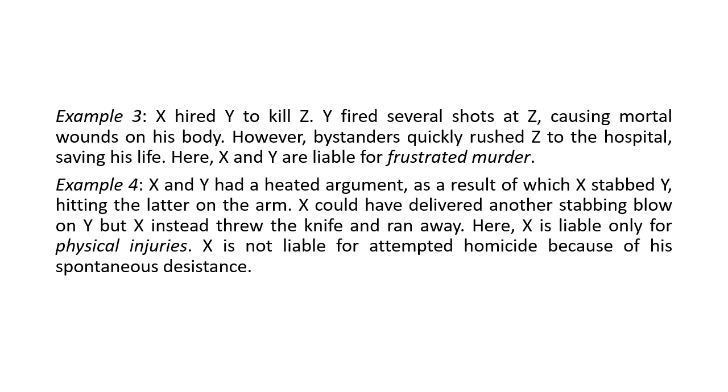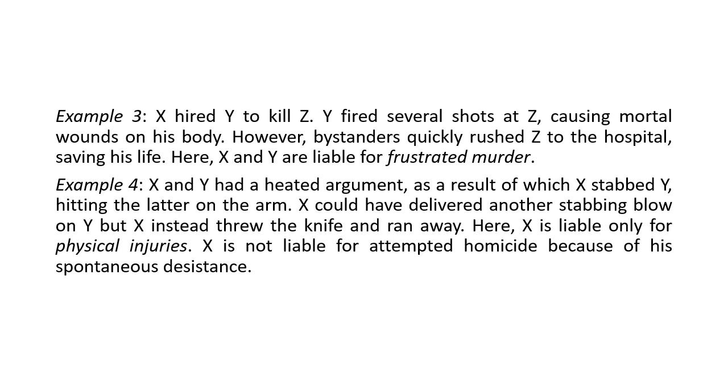Example number 4. X and Y had a heated argument, as a result of which X stabbed Y, hitting the latter on the arm. X could have delivered another stabbing blow on Y, but X instead threw the knife and ran away. Here, X is liable only for physical injuries. X is not liable for attempted homicide because of his spontaneous desistance.